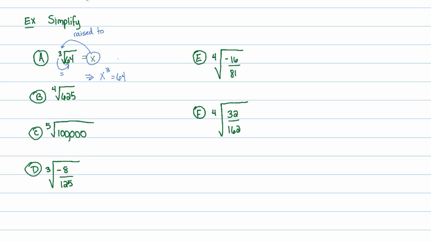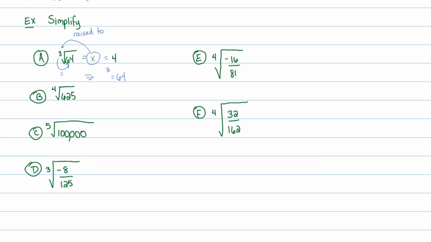You could try, you start with smaller numbers. Start with 2. 2 to the third power, that's 8. 3 to the third power, that's 27. 4 to the third power, that actually is 64. So this is equal to 4. So the third root of 64 is 4. The reason why? 4 to the third power is 64.